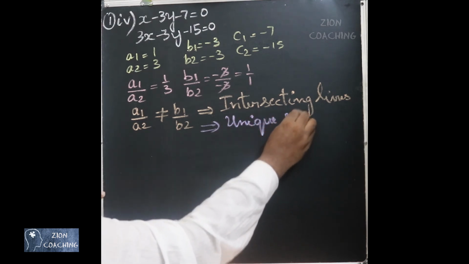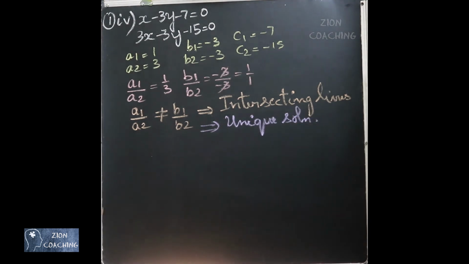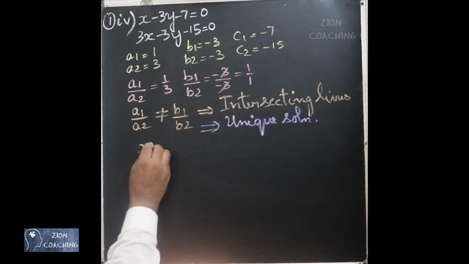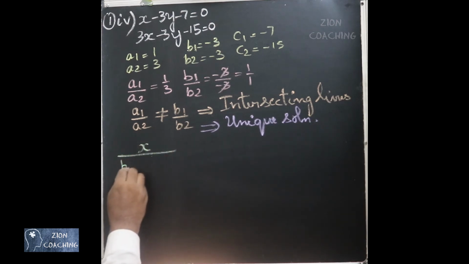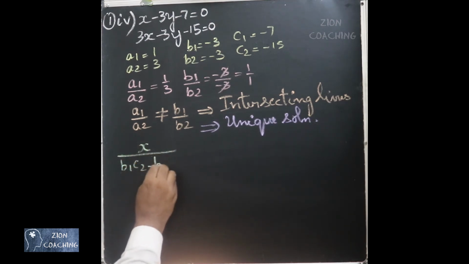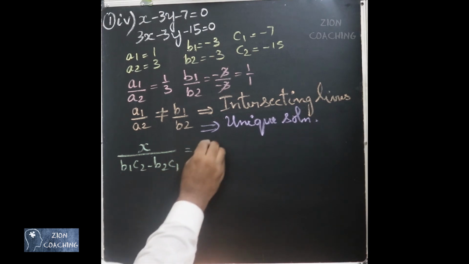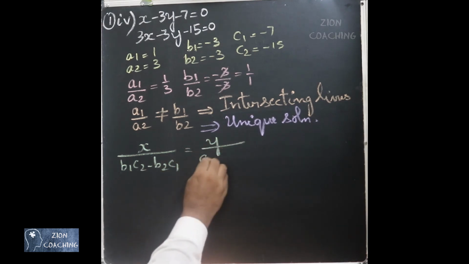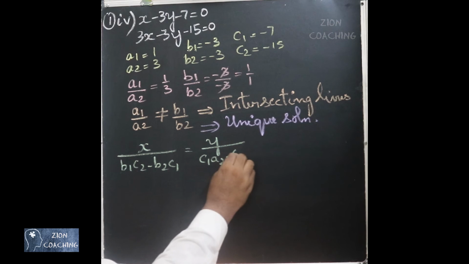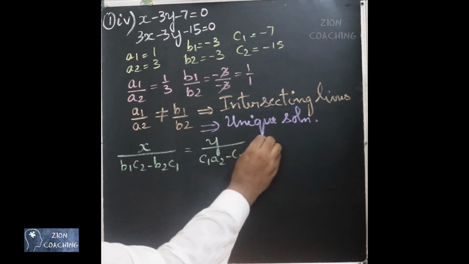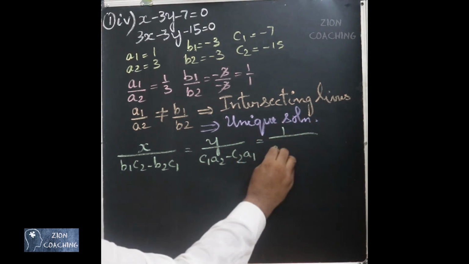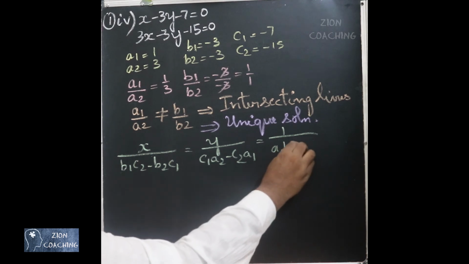We are going to find the unique solution using the cross multiplication method. We have the formula x by b1 c2 minus b2 c1 equal to y by c1 a2 minus c2 a1 equal to 1 by a1 b2 minus a2 b1.